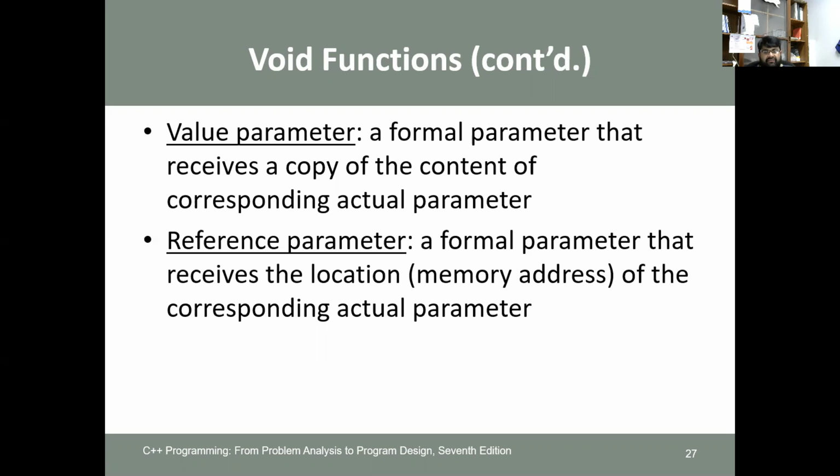On the other hand, a reference parameter is a formal parameter that receives the location, or the memory address, of the corresponding actual parameter. This is not a copy. It uses the same memory address as the corresponding actual parameter. In this case, whatever changes you make will be reflected in the actual parameter as well. This is what we call a reference parameter, and this is the difference between a reference parameter and a value parameter.